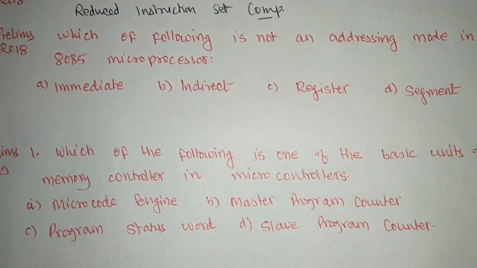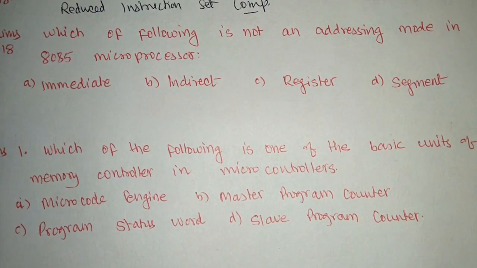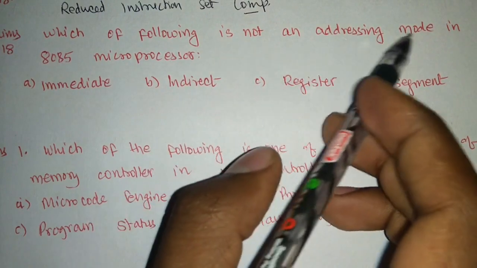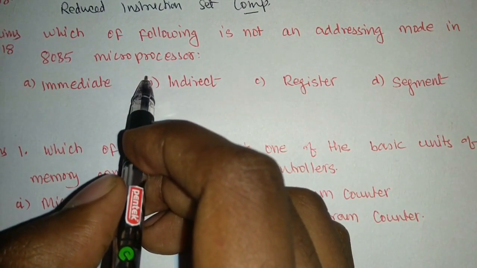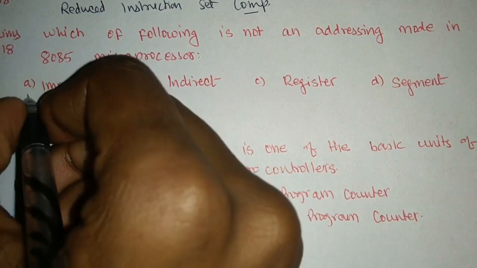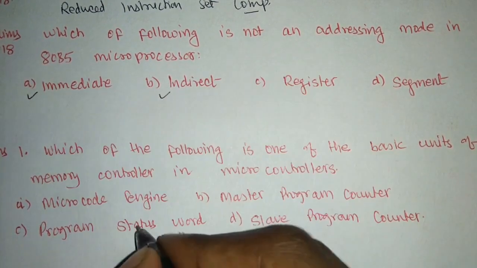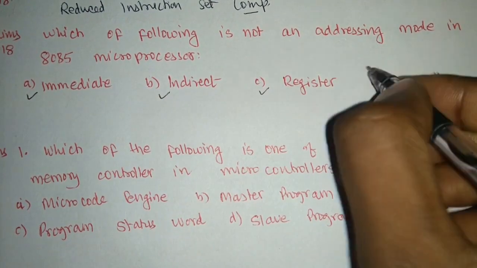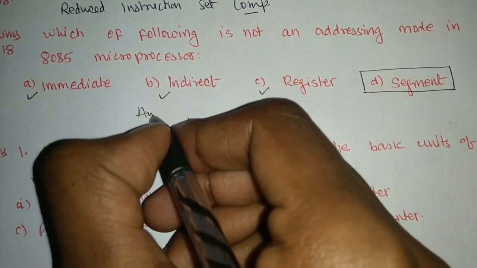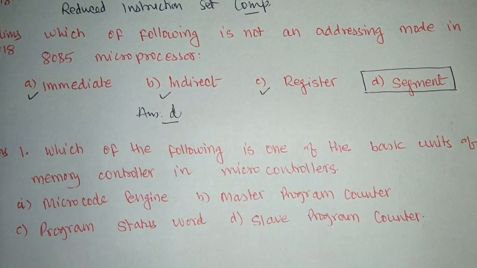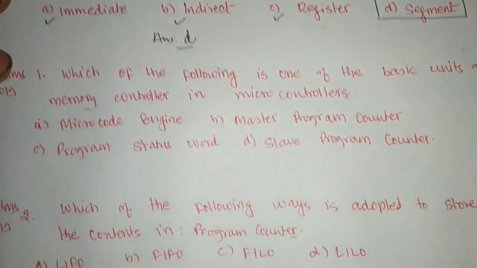Now the next question that we had is in our 2018 prelims, and it says which of the following is not an addressing mode in 8085 microprocessor. Okay, so we already discussed the addressing modes of 8085. Immediate was there, indirect was there, register mode was there, but there was no segment mode. Okay, so our answer here is D. Segment mode is not there in our 8085 microprocessor.